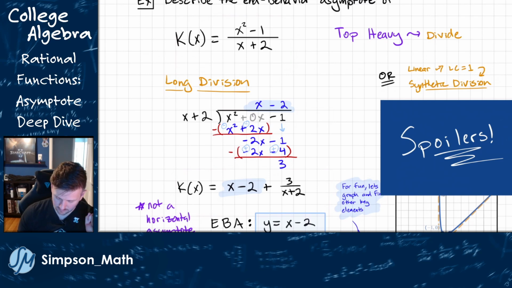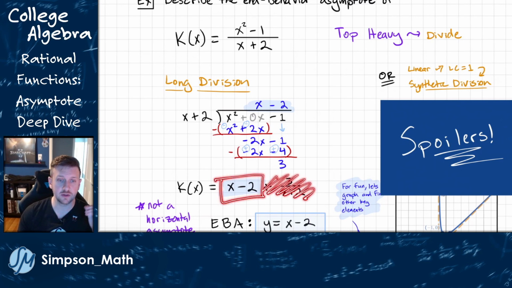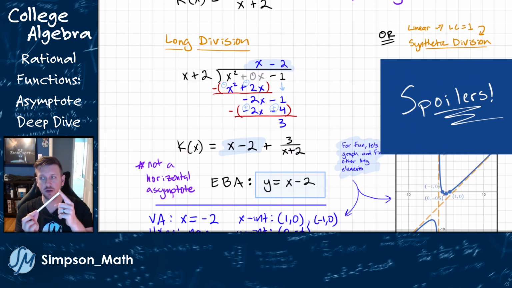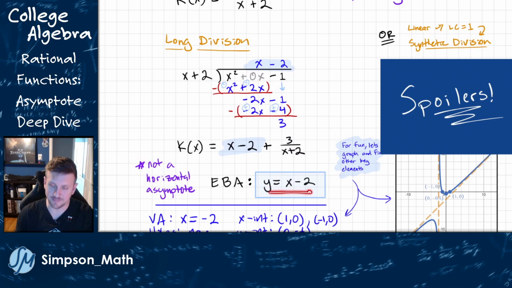All right. But what is our end-behavior asymptote? Remember, the end-behavior asymptote is the quotient without the remainder. So it's just that x minus 2. So our end-behavior asymptote is y equals. Make sure we have the y equals part because this is an equation of the end-behavior asymptote. This is y equals x minus 2. Well, note this is not a horizontal asymptote, because y equals x minus 2 would be a line with a slope of 1 and y-intercept of negative 2. That is not horizontal. But it is an end-behavior asymptote.